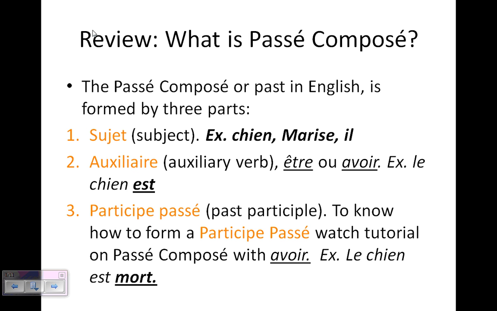At this point, with the passé composé with être, you're supposed to know already how to form the participe passé, but there are tutorials out there that I did, so you can go back and look into it. Here's the example that I gave you with participe passé with the same sentence. Le chien, subject, est, auxiliaire, mort, participe passé. So this sentence, le chien est mort, means the dog is dead. Poor dog.